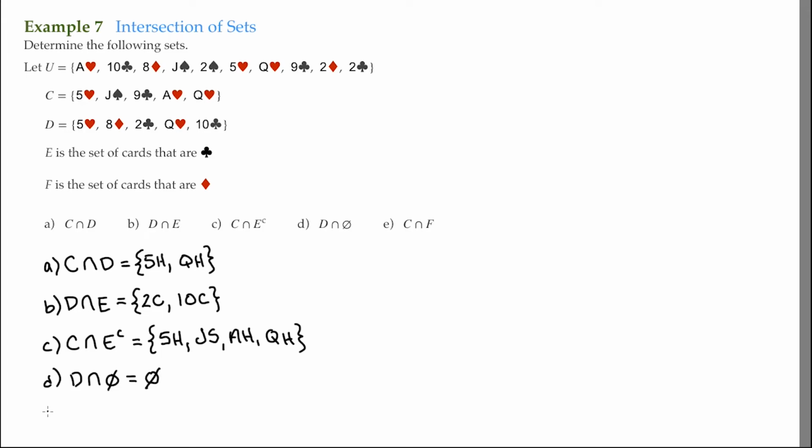And finally for E, we have set C. Where does that intersect set F? F is the set of cards that are diamonds. There are no diamonds in set C here. So there is no overlap between the two. So this is also the empty set. And there we go.